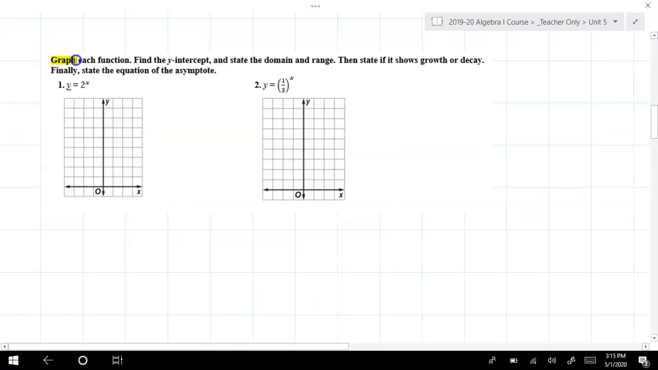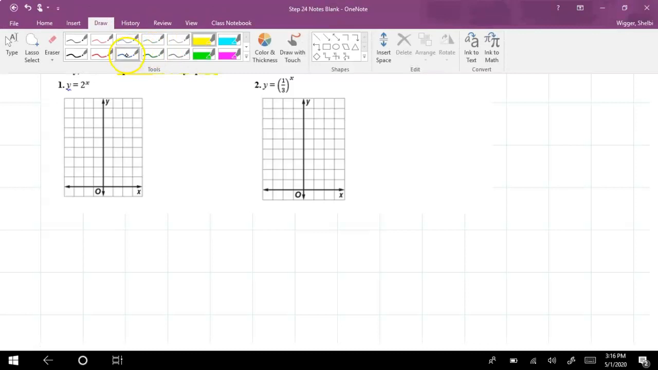All right, let's go ahead and graph, state the y-intercept, domain, range, growth or decay, and finally the equation of the horizontal asymptote. So in your calculator, go to y equals, clear anything out, type in 2 raised to the x power, and hit zoom 6 to graph. Now I'm not going to spend a ton of time graphing these exponential equations.